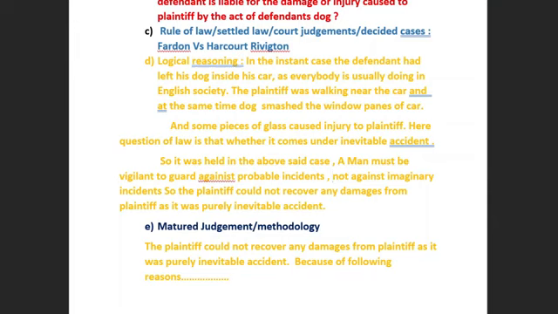Here what has been held in Forden versus Harcourt Rivington is that it is very common to leave the dog inside the car among English society. That means they used to carry the dogs wherever they go. Probably you know they rear the dogs and cats inside the house like other human beings.